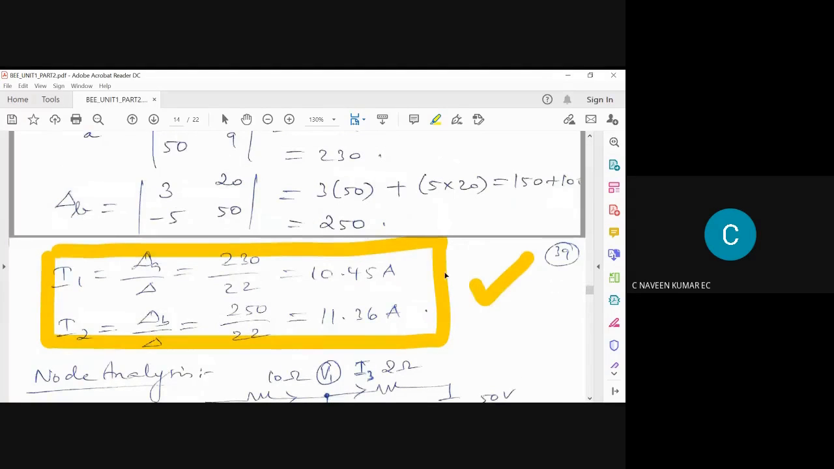Yes, sir. So they have asked the question, find the mesh currents. We have found the mesh currents. That's all, nothing else is asked. They have asked to find the loop currents in the diagram, so we have found the loop currents as I1 and I2.